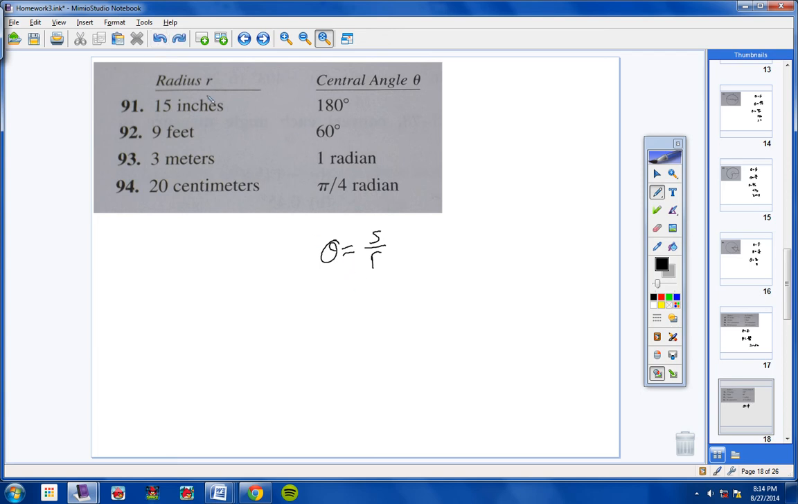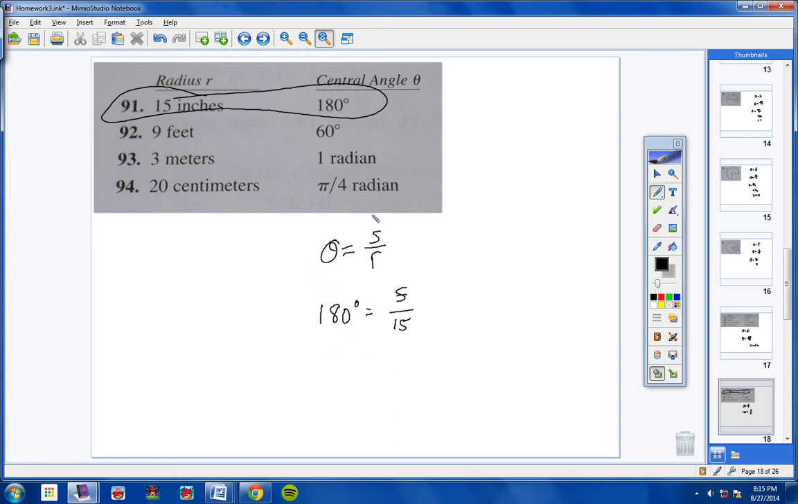Let's take a look at this problem first, this one right here. Your central angle is 180 degrees for your theta. Your s stays s, and your radius would be 15. Now, I made a mistake here on purpose, and when I make a mistake by accident, I will admit it. Did you see my mistake here? I entered 180 degrees in for theta.